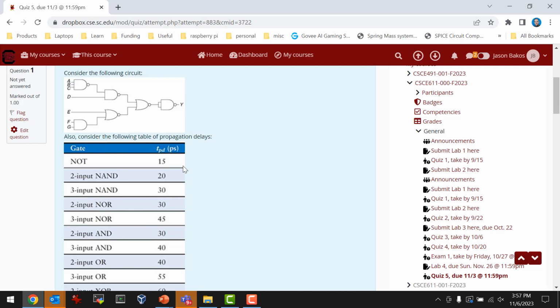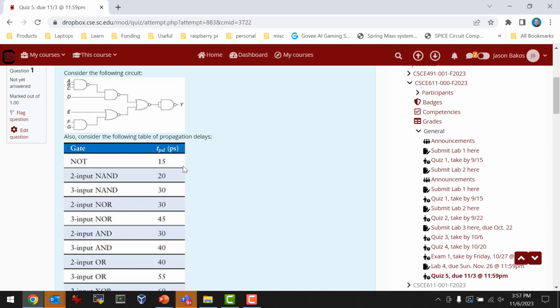although you can see that D and E are not on the critical path, right? Because D skips over a gate that A, B, and C go through. Likewise, E skips over a gate that F and G go through. So the paths from A, B, and C to Y are all the same, and the paths from F and G to Y are the same. So I think there's only 2 delays we need to calculate here, right? Everyone agree with that? That makes sense?